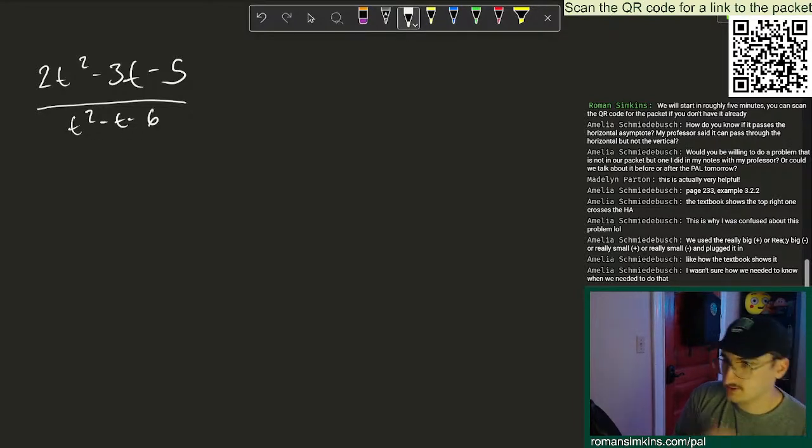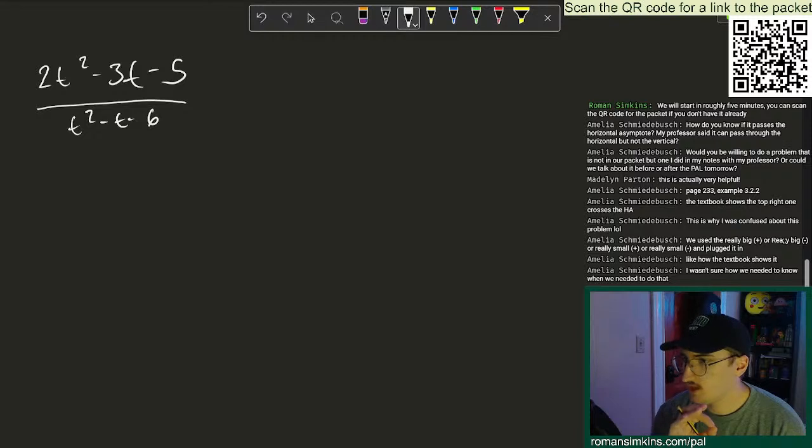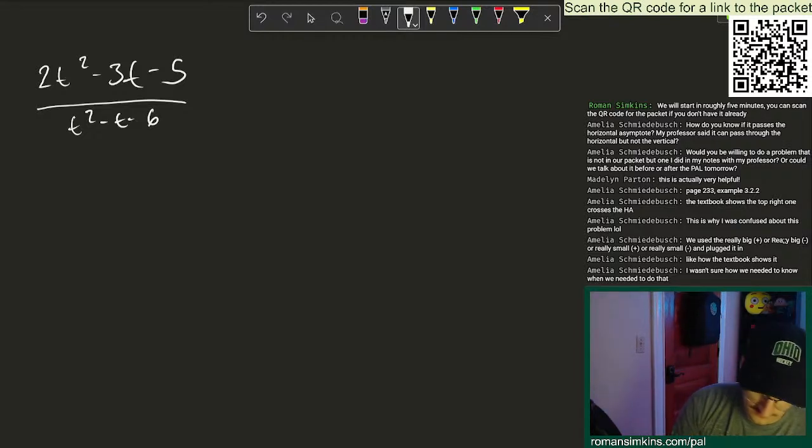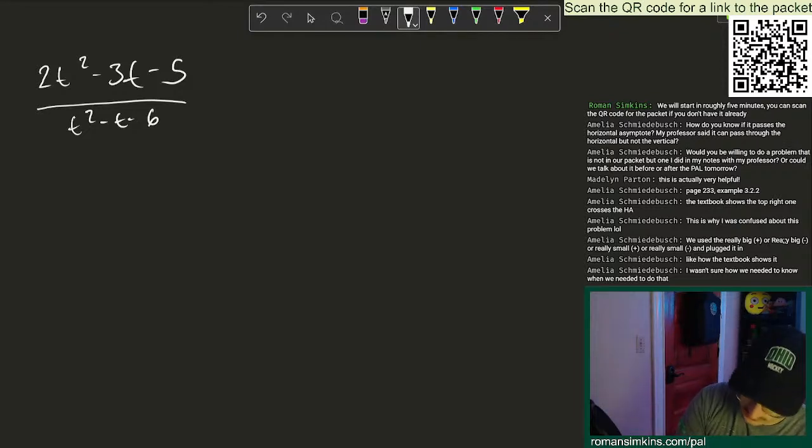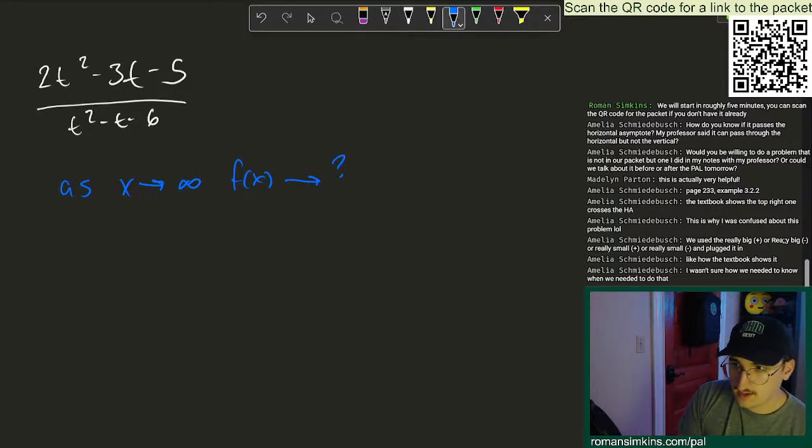Minus t minus 6. Okay, so when you're analyzing end behavior in the function, that is the end behavior. Let me rewind. What you're asking yourself is, as x approaches plus or minus infinity, what's going to happen to my function? So I want to ask two questions. Question 1 will be, as x approaches positive infinity, what happens to my function? F of x approaches something, don't know yet.